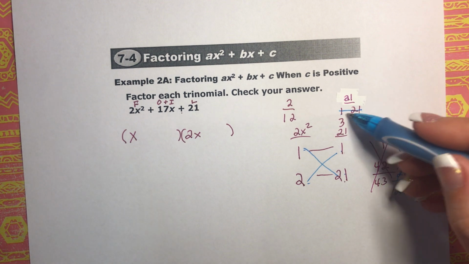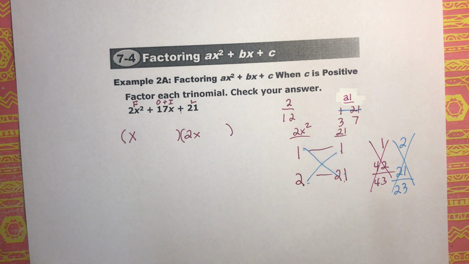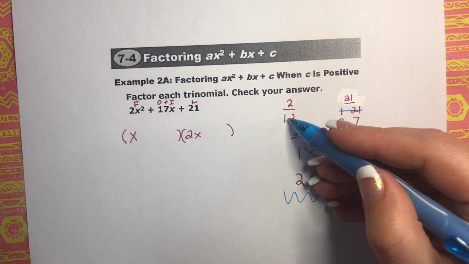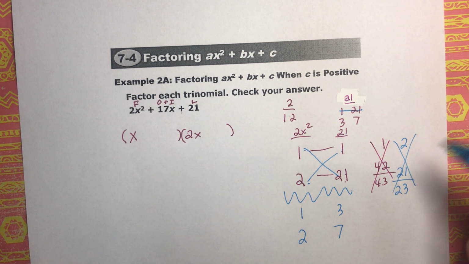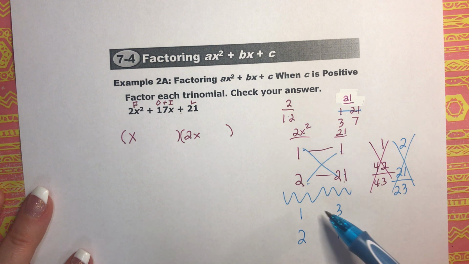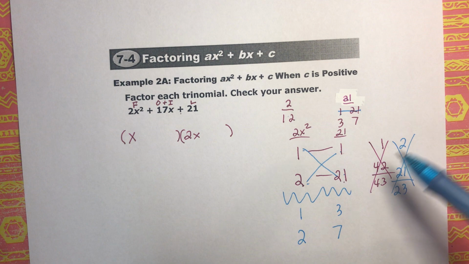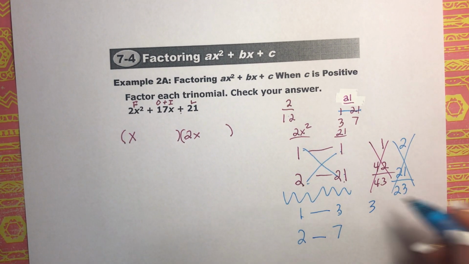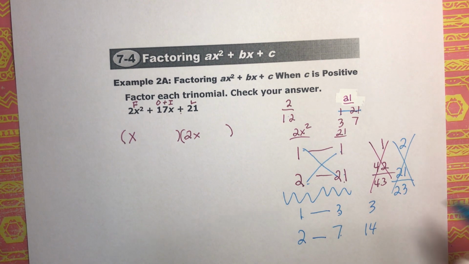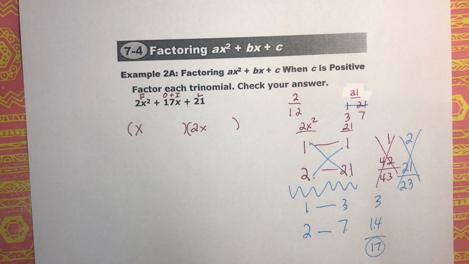Okay, so then I'm going to try the next one, which is 3 and 7. I'm going to start over. I'm going to put my 1 and 2 here, and then I'm going to put 3 and 7. What I'm trying to do is multiply and then add in order to get this 17. So let's say I go straight across: 1 times 3 is 3, 2 times 7 is 14. When I add those together, do I get 17? And the answer is yes, I do. So now I have my 17.